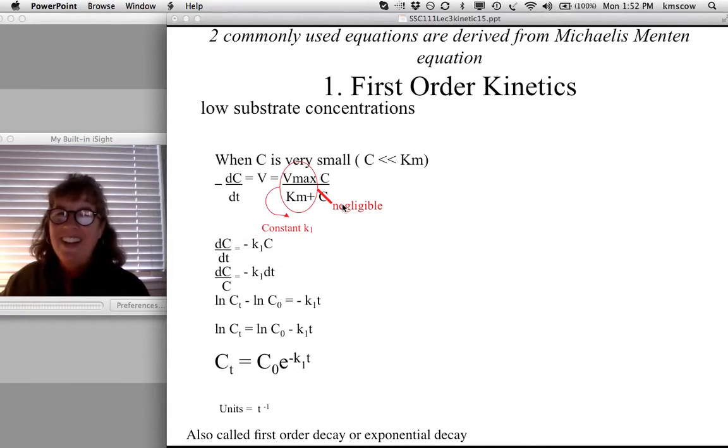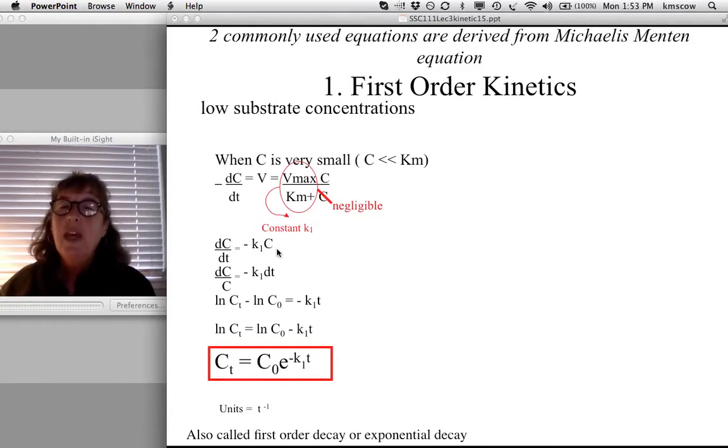Sorry. And that constant is simplified to this term K1, which is the first order rate constant. All right? And so you've got that rate constant times c. So that's the next line in this derivation, where we can simplify this more full-blown Michaelis-Menten equation to this very simple first-order expression, dc dt equals minus k1c.